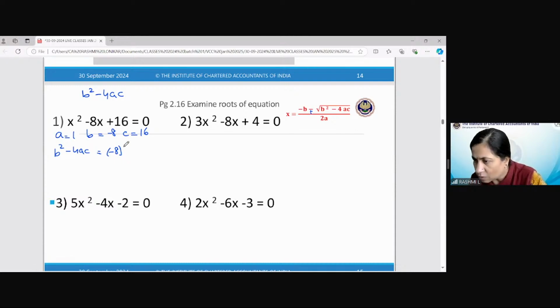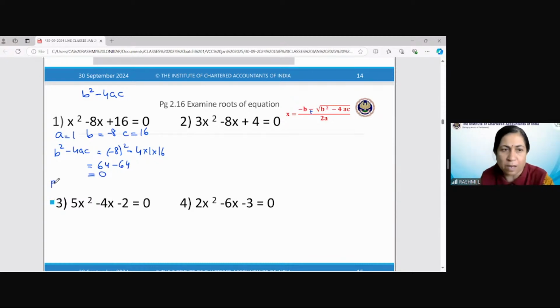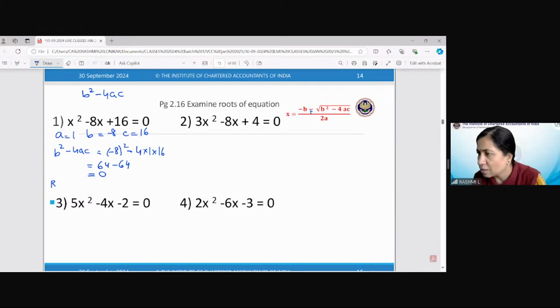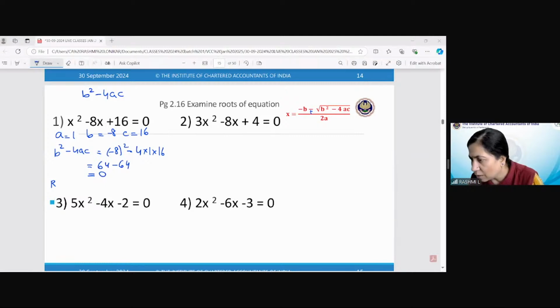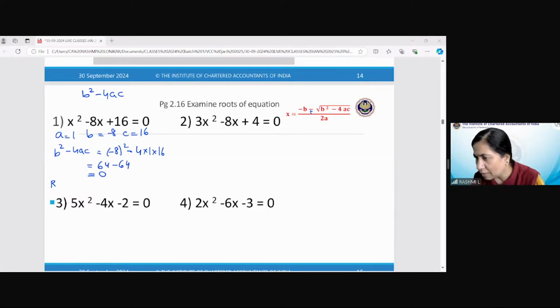Now B square minus 4AC is how much? Minus 8 whole square minus 4 into 1 into 16. So this is 64 minus 64, so this is equal to 0. Now can you quickly put in the chat box what the roots will be? Roots will be how much? Will they be real? Will they be imaginary? Will they be rational? Will they be irrational? Will they be equal? Will they be unequal? पूरा आंसर बताइएगा. ठीक है.